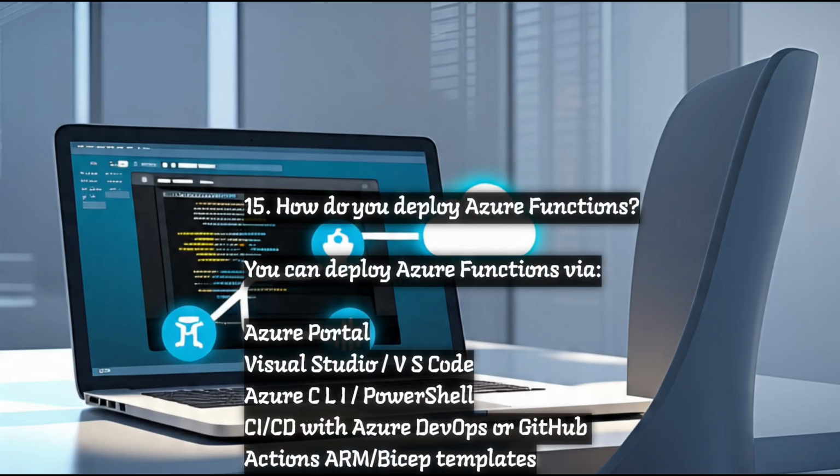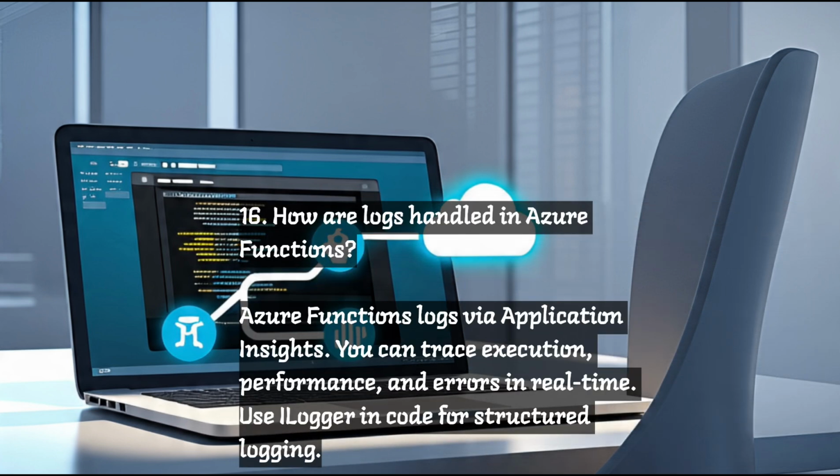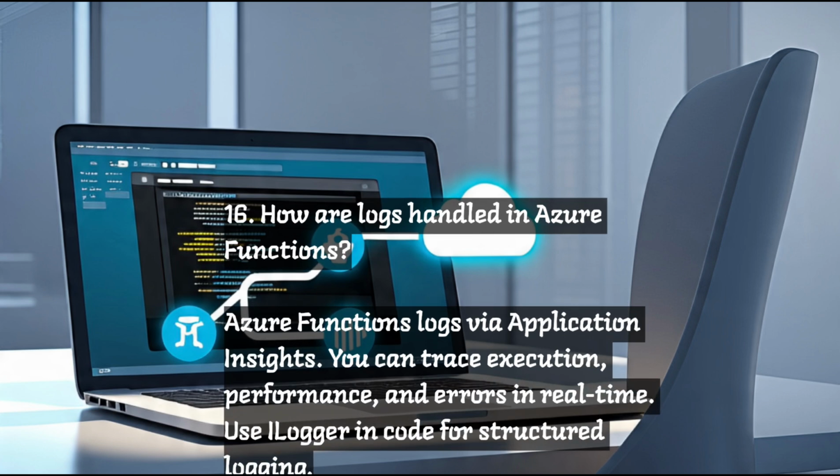15. How do you deploy Azure Functions? You can deploy Azure Functions via Azure portal, Visual Studio and VS Code, Azure CLI and PowerShell, CI/CD with Azure DevOps or GitHub Actions. 16. How are logs handled in Azure Functions? Azure Functions logs via Application Insights. You can trace execution, performance, and errors in real time. Use ILogger in code for structured logging.